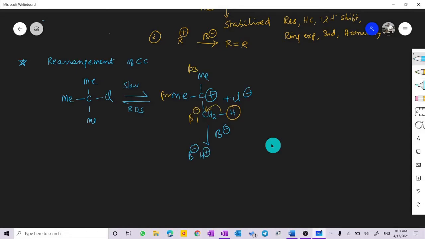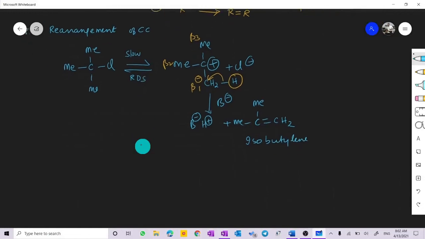Whenever you have a plus and minus present on adjacent carbons, it means a bond will be formed between them. Plus sign means an empty orbital, minus sign means a filled orbital. Therefore a bond will be formed like this. So you get an alkene that is formed here, say isobutylene, or 2-methylpropene. 2-methylpropene will be formed in this reaction. So rearrangement is an important step, and the stabilization of the carbocation is an important step.